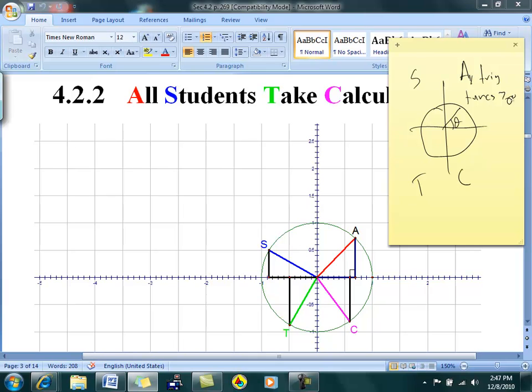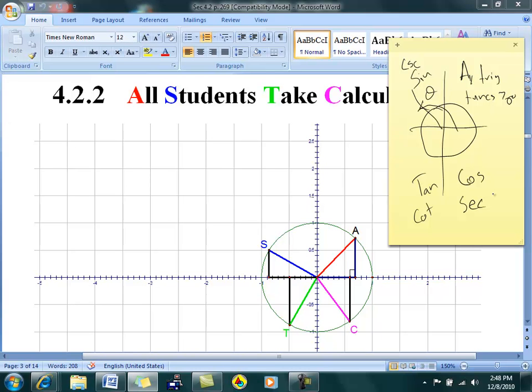If the angle was in the second quadrant, so out here, this is the angle I'm talking about, then only sine would be positive, and its reciprocal function. The reciprocal function of sine is CSC. Those two would be positive. And then you can extend it and you can see that tangent would be positive here and cotangent would be positive there. Cosine would be positive here and secant would be positive there. That's what all students take calculus stands for.